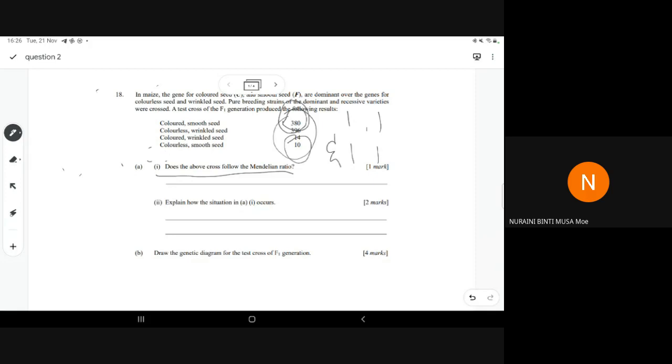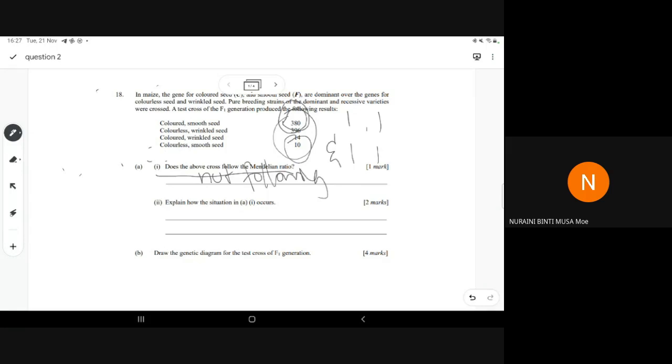And this is a dihybrid test cross. Dihybrid test cross patutnya bagi awak 1 to 1 to 1 to 1 ratio. But this question instead gives you 1 to 1 besar and 1 to 1 smaller numbers. So this is not following the Mendelian ratio. Okay. So maksudnya apa? Maksudnya dia tak ikut Mendel of 1 to 1 to 1 to 1.